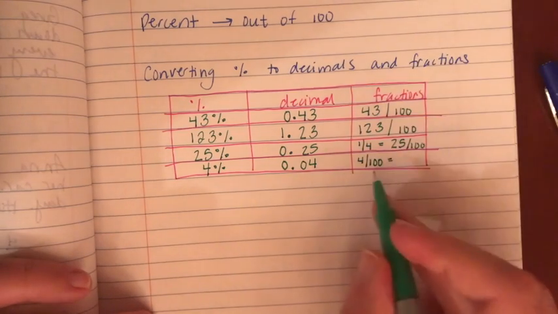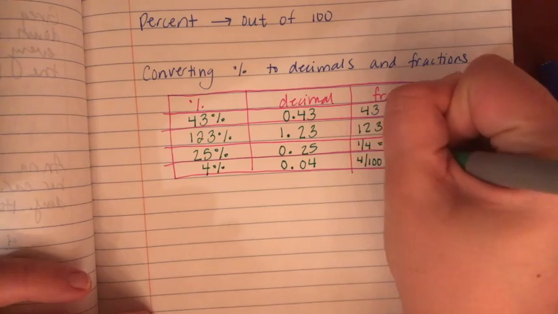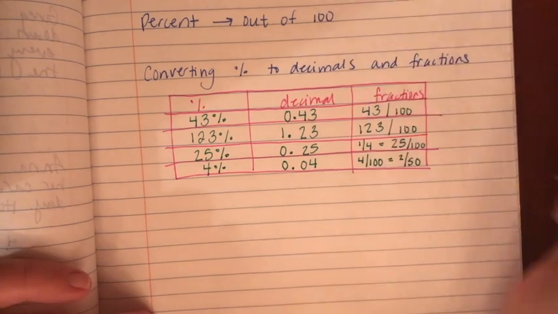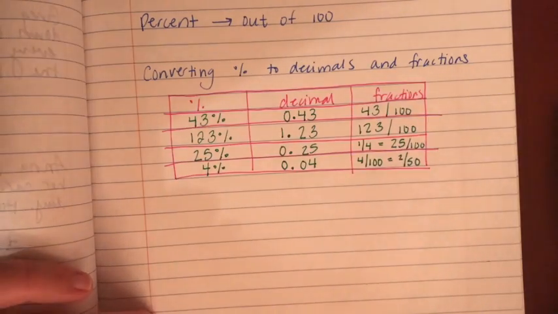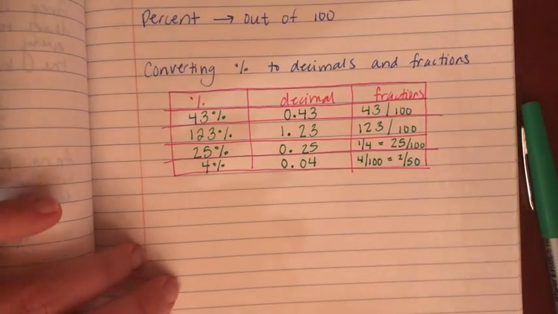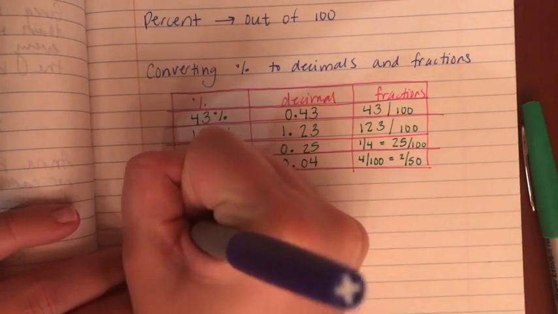And if I wanted to reduce this, depending on the kind of problem, I could reduce this to 2 out of 50. Okay, so now that we've gone through this, let's now do some other examples, specifically with multiplication. So let's do multiplication.